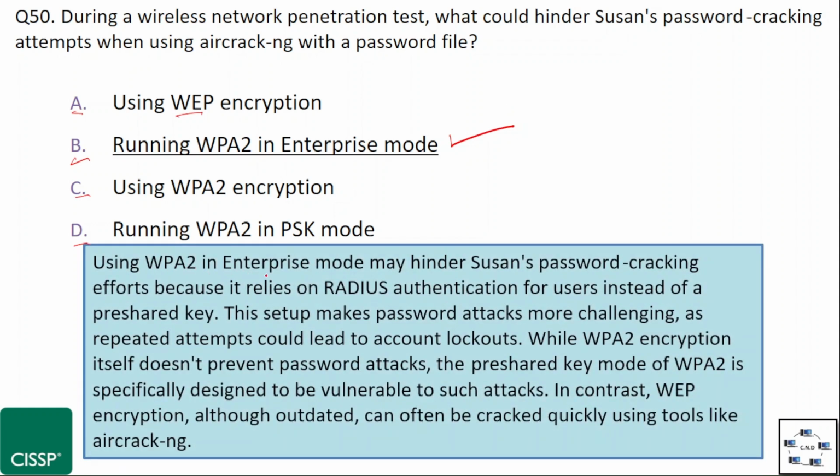So using WPA2 in enterprise mode may hinder Susan's password cracking efforts because it relies on RADIUS authentication for users instead of a pre-shared key. This setup makes password attacks more challenging as repeated attempts could lead to account lockouts. While WPA2 encryption itself does not prevent password attacks, the pre-shared key mode of WPA2 is specifically designed to be vulnerable to such attacks. In contrast, WEP encryption, although outdated, can often be cracked quickly using tools like Aircrack-ng.